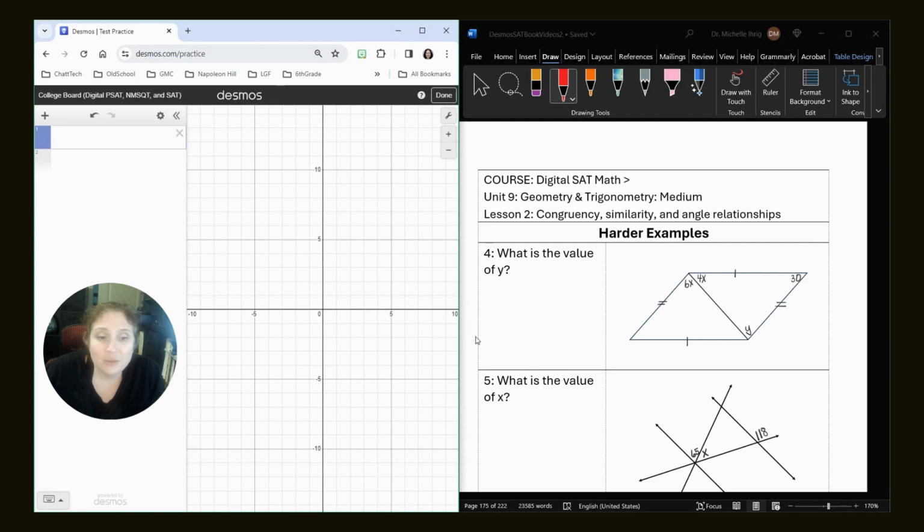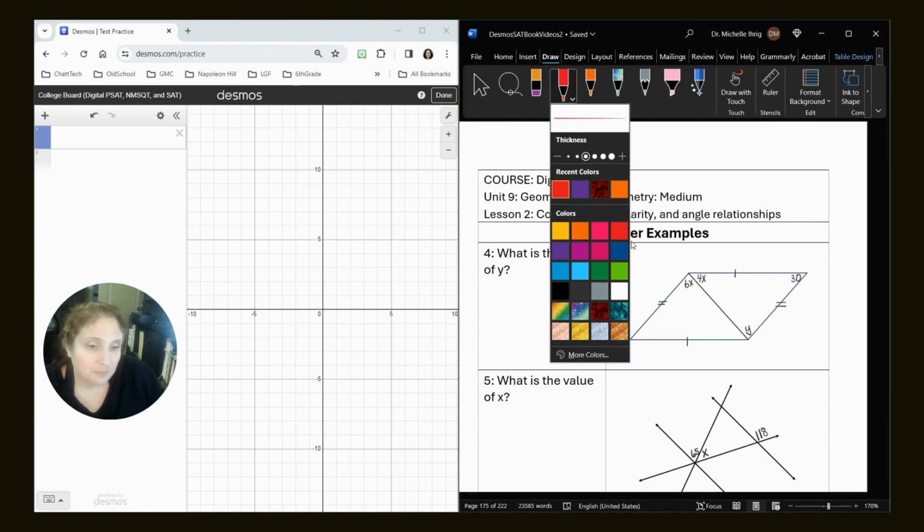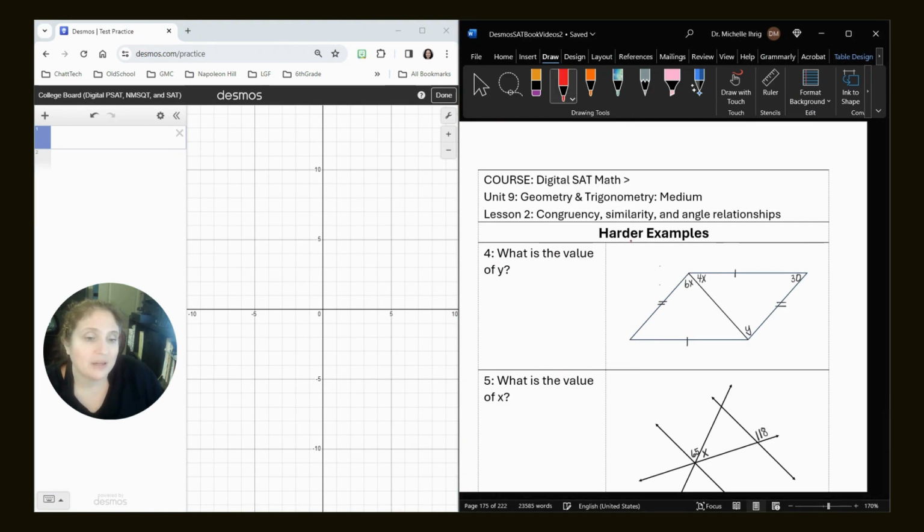What is the value of y? So we've got some things going on here. First of all, we can tell that this is a parallelogram. We know that this is a parallelogram simply because the opposite sides are congruent.